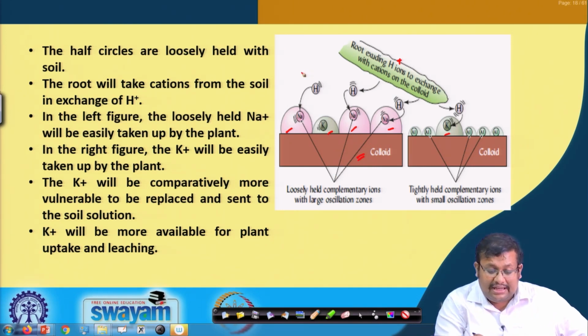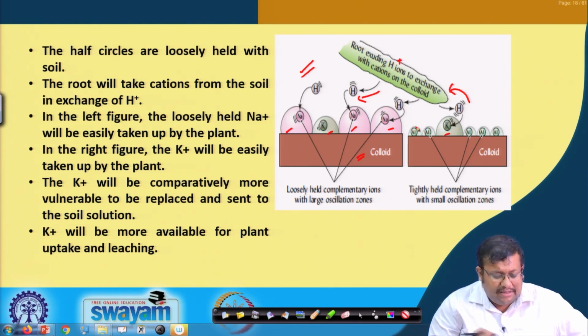In the left figure, you can see the loosely held sodium ions. So, the sodium is loosely held and can be easily taken up by the plant. In the right figure, the K plus will be easily taken up by the plant, and the K plus will be comparatively more vulnerable to being replaced and sent to the soil solution. So, K plus will be more available for plant uptake and leaching.